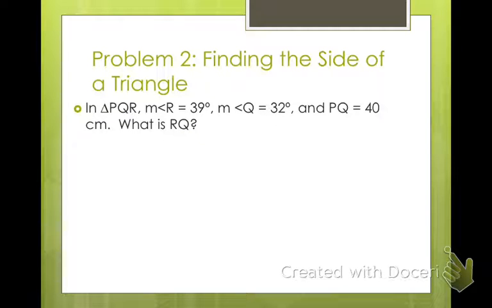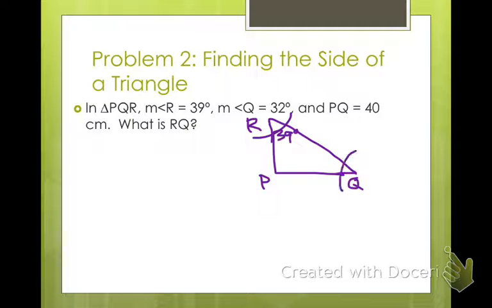So in triangle PQR, the measure of angle R is 39 degrees, the measure of angle Q is 32 degrees, and PQ equals 40 centimeters. What is RQ? When you get problems like this, the first thing you're going to want to do is draw a picture. So we know we have a triangle. We're not sure of all the dimensions, but we know that its vertices are named P, Q, and R. We know angle R is 39 degrees.